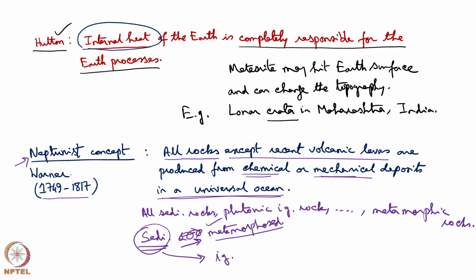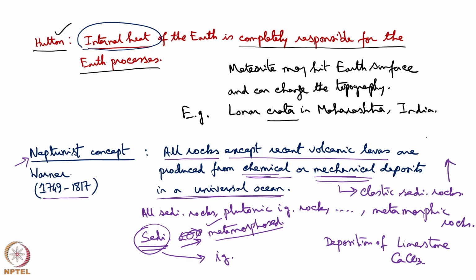Okay, what about the chemical and mechanical deposits? Chemical deposition, let us take the deposition of limestone, or mechanical deposits. What does this mean? Clastic sedimentary rocks. Example, sandstone, mudstone, or conglomerate, etc. The Neptunist concept says that all rocks were deposited in a universal ocean, and that means all sedimentary deposits are marine deposits.